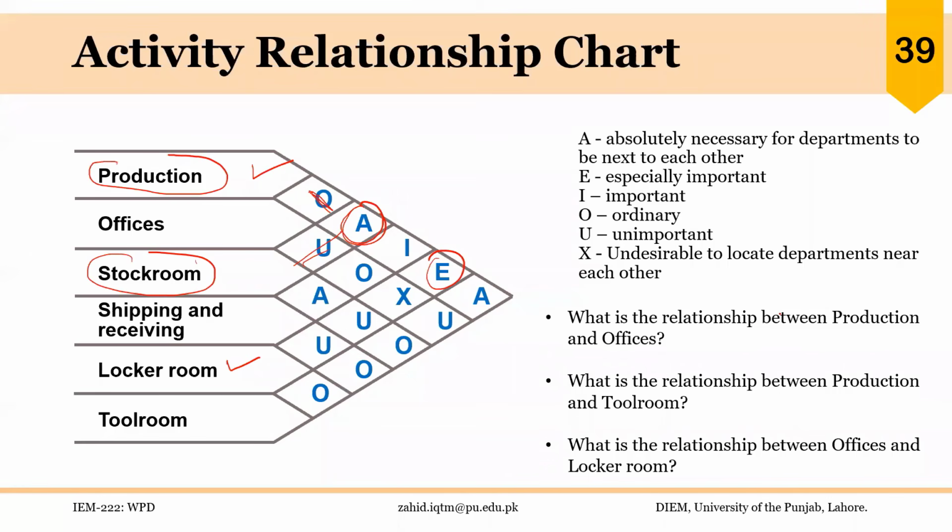What is, for example, the relationship between production and offices? That is a rating O. Relationship between production and tool room. That is a rating A. Production and tool room, we will simply match the columns. So that is a rating A. Relationship between offices and locker room. You can see that offices and locker room have a rating of E.